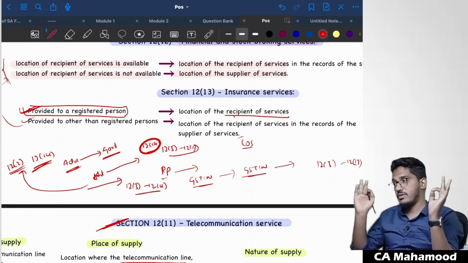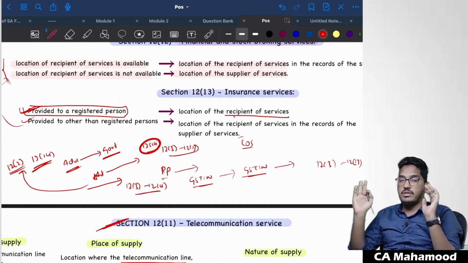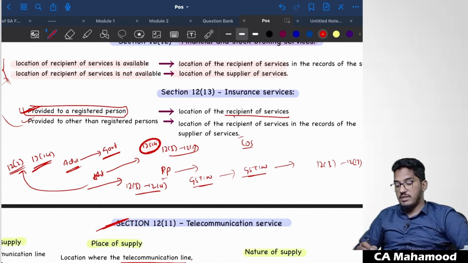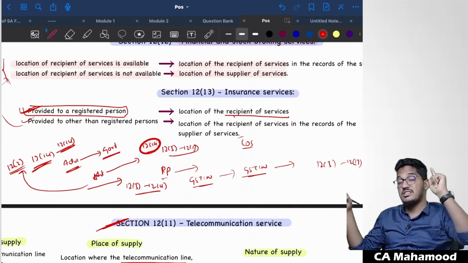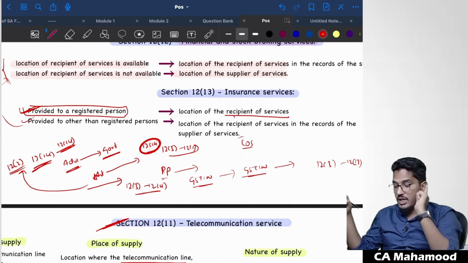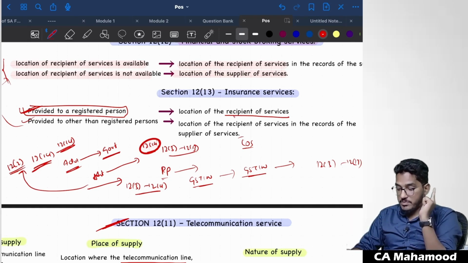Very, very important. This is where most of the students will often get confused. So only advertisement services provided to government will get covered under 12 subsection 14. Apart from that, if advertisement services are provided to anybody else, it will not get covered anywhere from 12 subsection 3 to 12 subsection 14. It will be covered by 12 subsection 2. Very, very important. From this, a question you might expect.